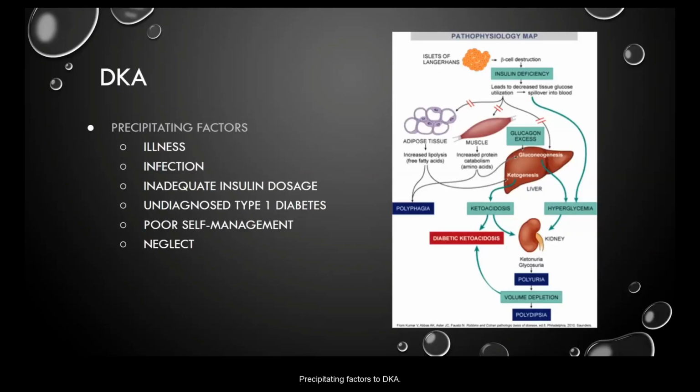Precipitating factors to DKA. Again, illness. With type 1 diabetics, getting some sort of infection is going to be one of the biggest reasons why they end up in DKA. So illness or infection, inadequate insulin dosage, so maybe their pump shut off or they ran out of insulin. They could have possibly had undiagnosed type 1 diabetes, so they end up sick and in the hospital and subsequently diagnosed with type 1 diabetes.